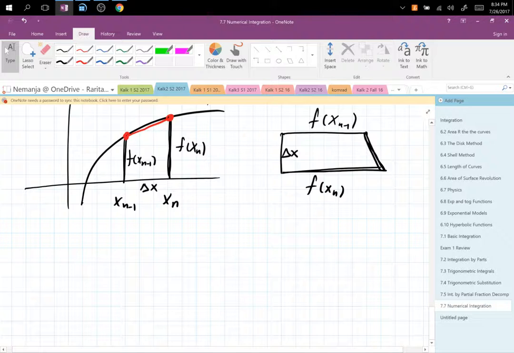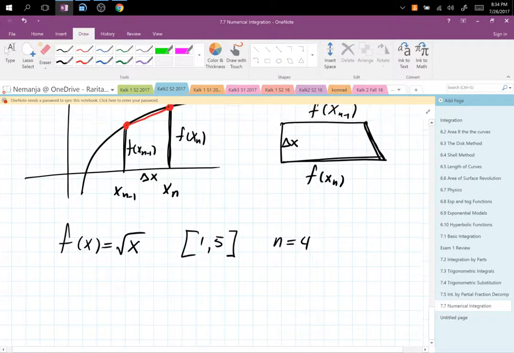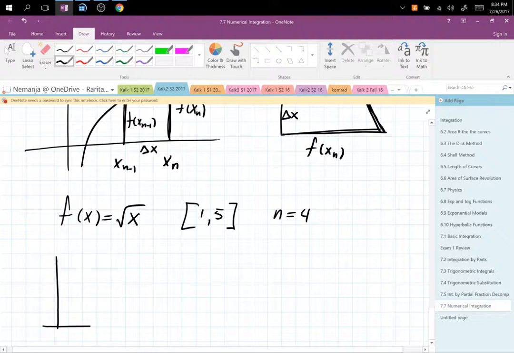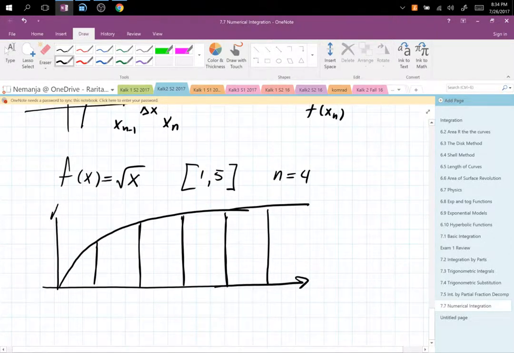So let's apply this to our square root problem. f of x is equal to the square root of x on the interval 1 to 5 again. n is equal to 4. And we draw the function. So this is 1, 2, 3, 4, 5. So this is your x0, also known as 1. This is your x1, also known as 2. x2, which is 3. x4, no, x3, which is 4.